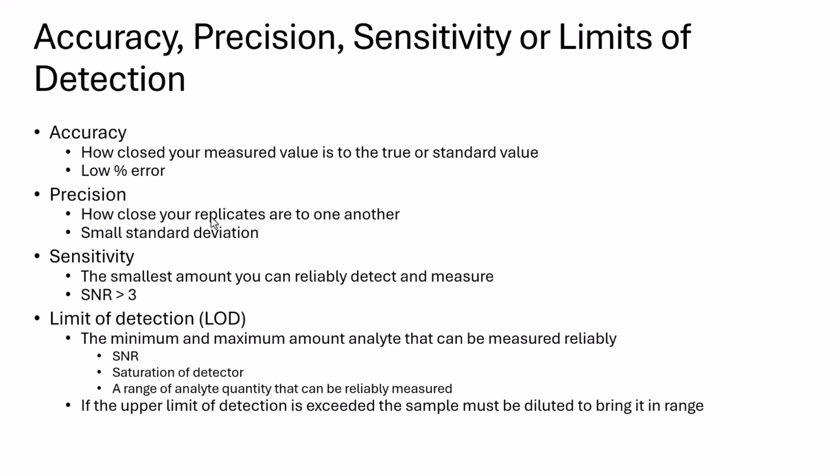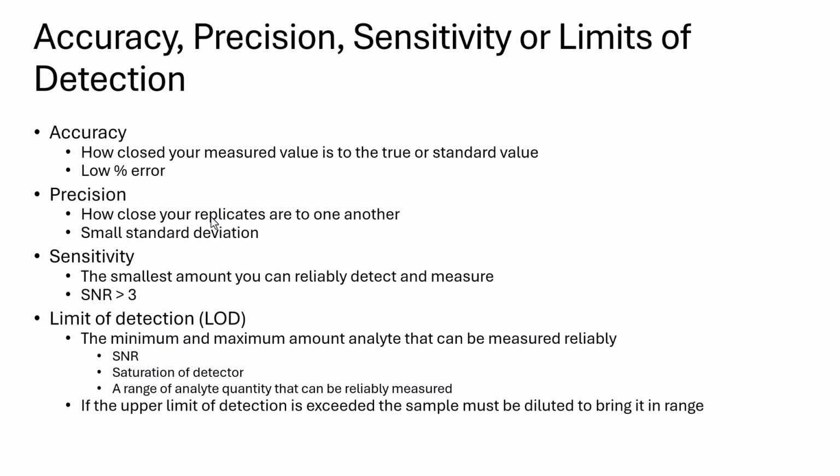So once again, just to summarize this: accuracy is how close your measured value is to the true or standard value. Sorry for that typo there. And we want a low percent error. Precision is how close your replicates are to one another, so we have a small standard deviation. Sensitivity is the smallest amount that you can reliably detect and measure. So ideally, the signal to noise ratio is greater than 3.